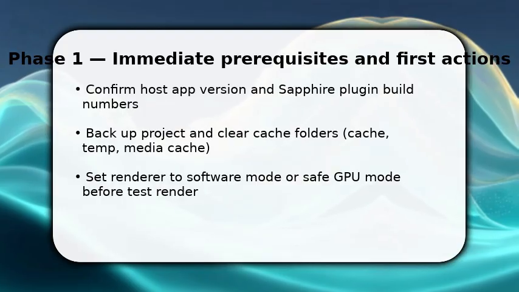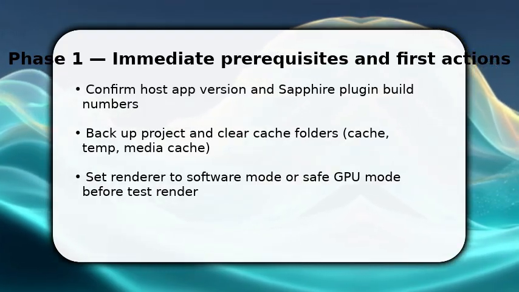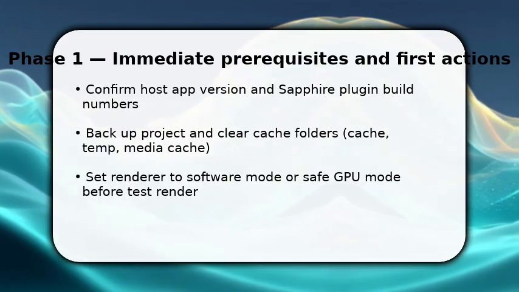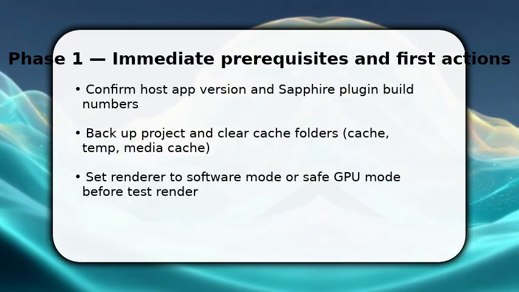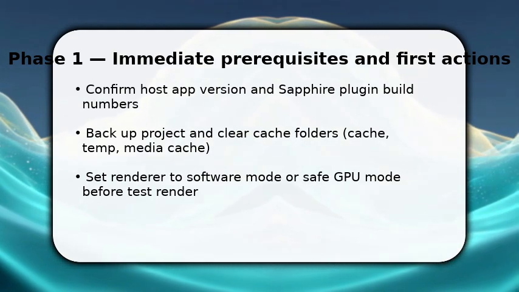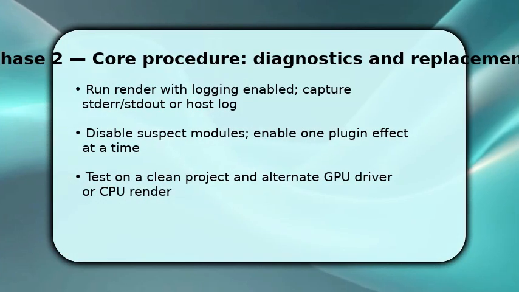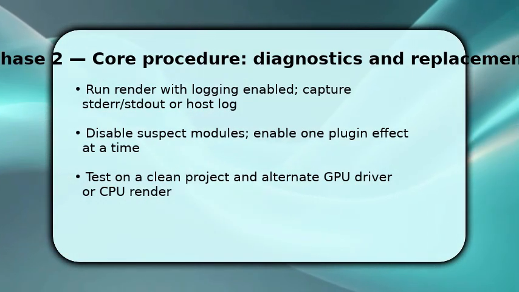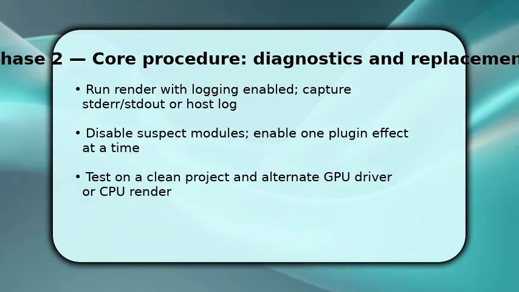Make sure to note error messages and timestamp when the crash occurs. That information reveals whether it's a codec, GPU, or plugin binary problem and directs the next steps. Once logging is active, run a short test render and capture the host log and plugin debug output. These tell you where execution fails.